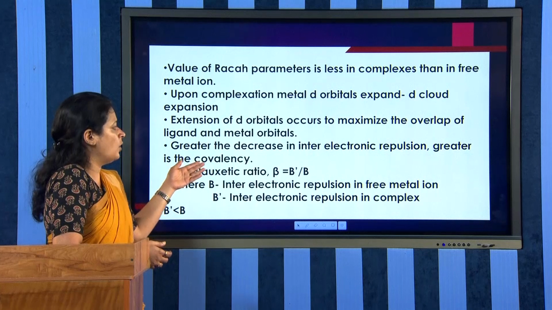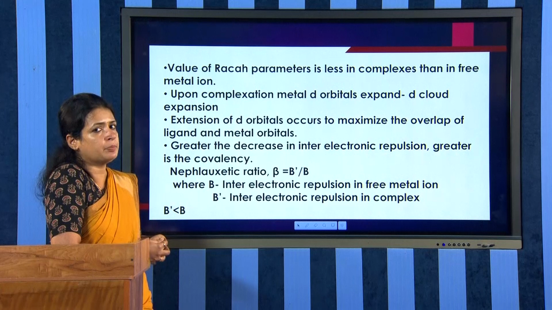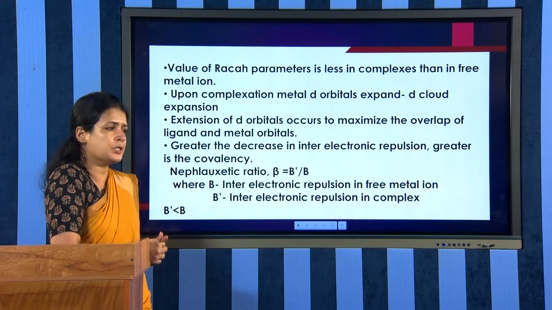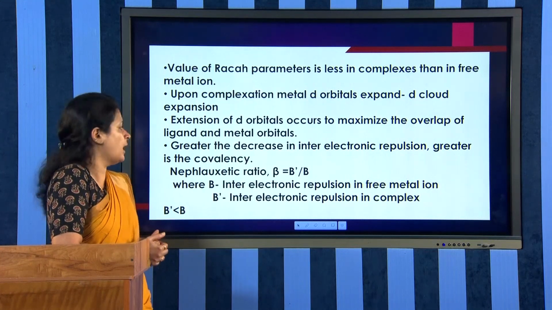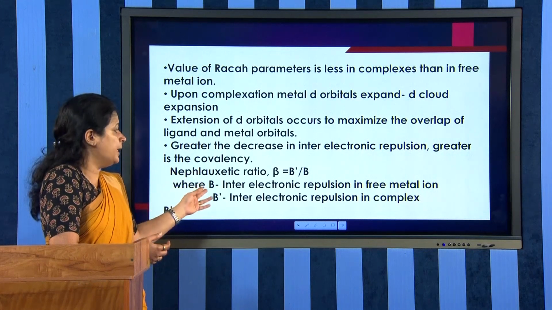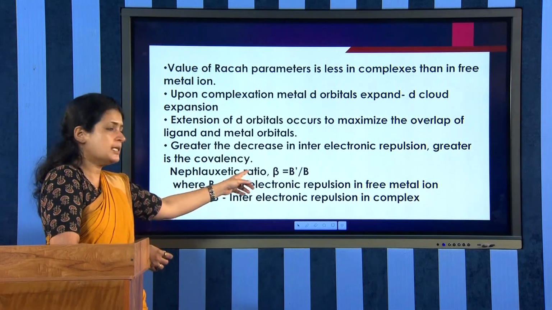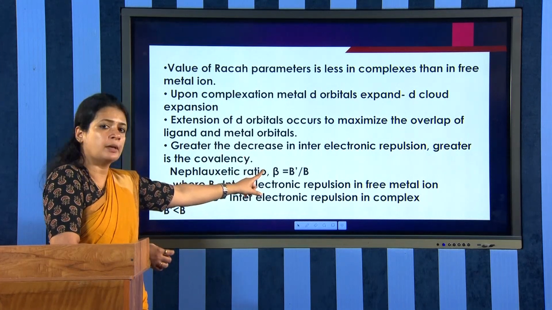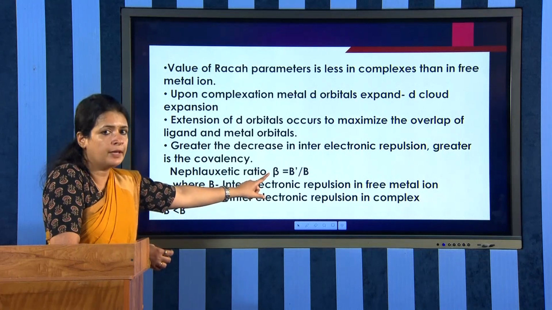And we have the nephelauxetic ratio, that is represented as beta. Beta is equal to B dash by B. Then what is B? A, B and C are the Racah parameters or interelectronic repulsion parameters. B dash is the interelectronic repulsion of the complex and B is the interelectronic repulsion of the free metal ion. Since beta is equal to B dash by B, B dash, the interelectronic repulsion of the complex, is divided by the interelectronic repulsion of the free metal ion.